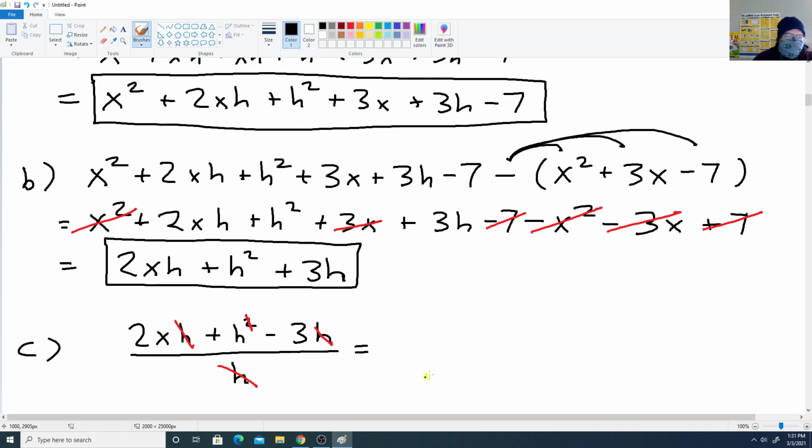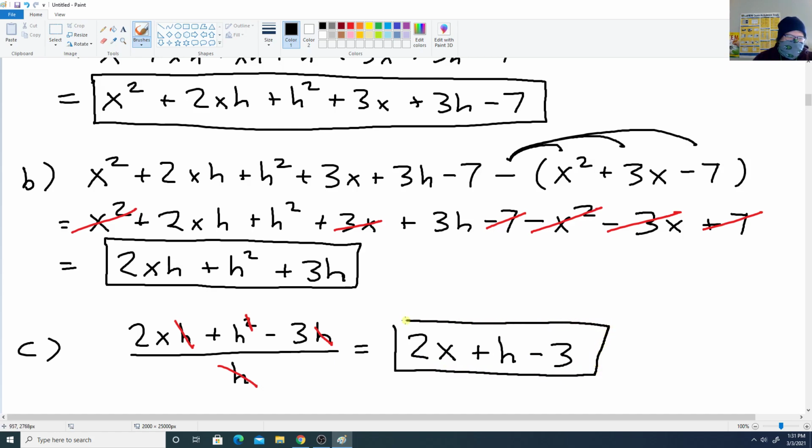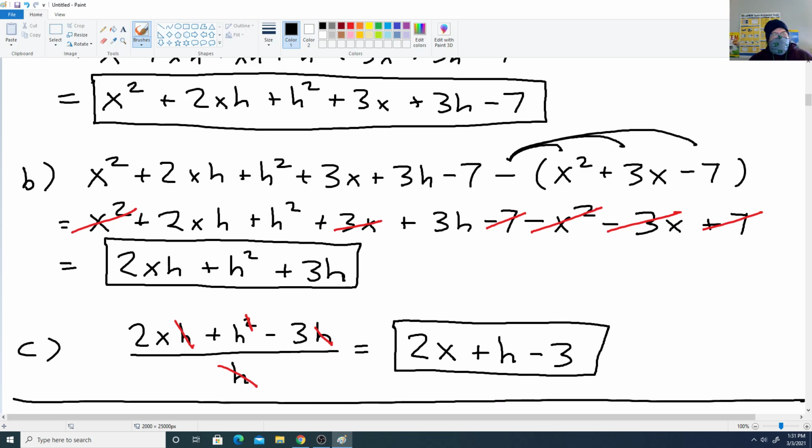So the 2xh, the h gets gone on it, so it's 2x. The h squared, you lose one h, keep the other. The 3h, the h is gone, the 3 is left behind. And this is your answer to part C. So that is how the difference quotient works. So that'll be a few examples. You guys will have some like that on the homeworks involving the difference quotient.